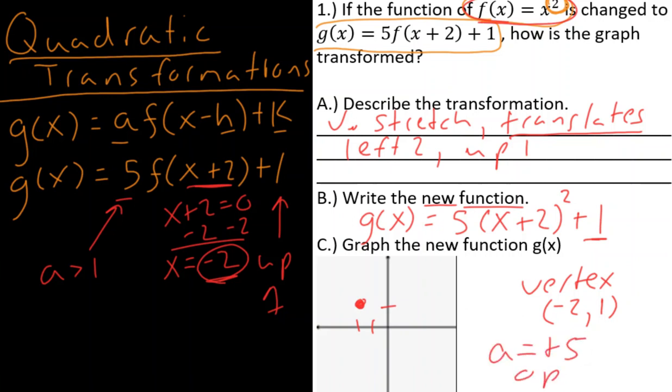The next thing I know is a is equal to a positive 5. Well, this positive tells me that this graph actually opens up. And the 5, that vertical stretch, tells me it's a very narrow or very skinny graph. So I'm just going to draw that and really accentuate that.